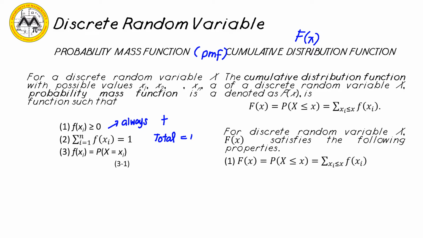So for the discrete random variable X, it satisfies the following properties. F of x, the probability of the random variable X taking values less than or equal to x, is equal to the summation of f of xi for all values xi less than or equal to x. The cumulative distribution function takes values in between 0 and 1, and if x is less than y, then F of x must be less than or equal to F of y.